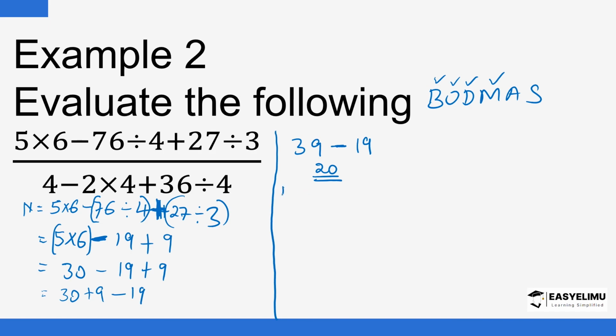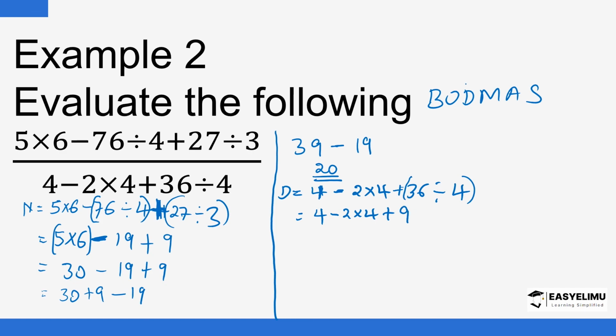Then we are going to do the same to the denominator. So denominator, again, you rewrite it. 4 minus 2 times 4 plus 36 divided by 4. So again, you do the same thing. Bracket is not there. Order, I can't see any power or root. Division. So I'll do division first. That's the only operation I'll do in the next step. So this is equal to 4 minus 2 by 4 plus, now 36 divided by 4 is 9.